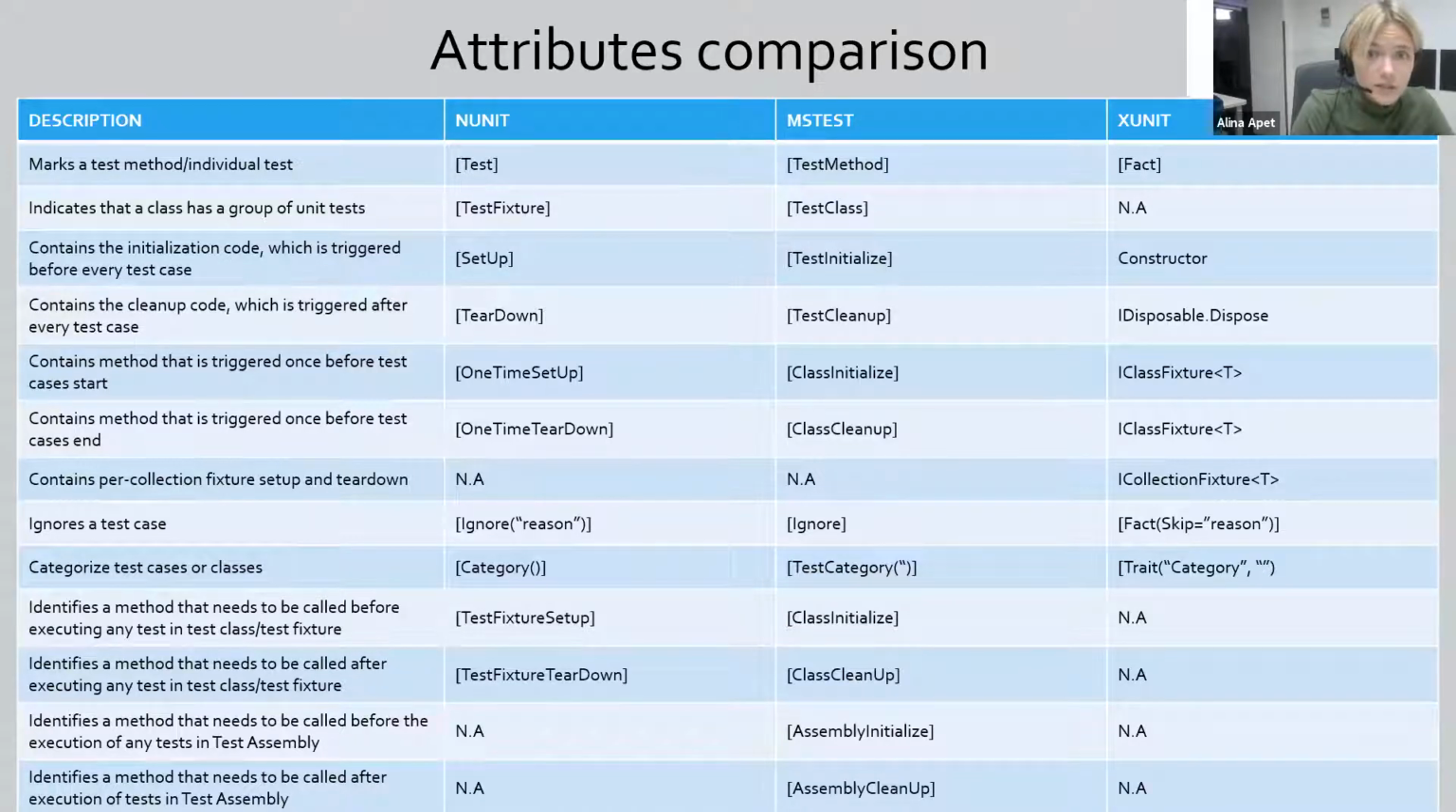So if we need some method, some unit of code to work as a test, it doesn't actually matter whether it's a unit test or some other type of test. We need to add the attribute Test to it. It looks pretty much the same for each unit framework. Please take a look at this table. I will briefly describe some of the attributes, and then we will take a look at some examples.